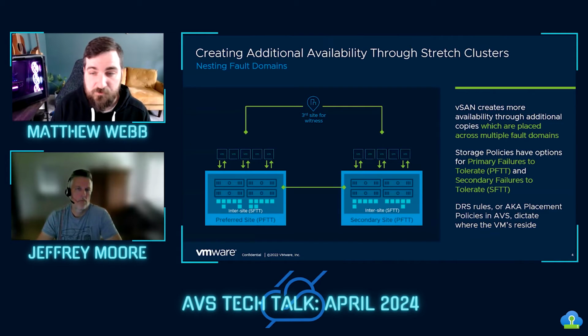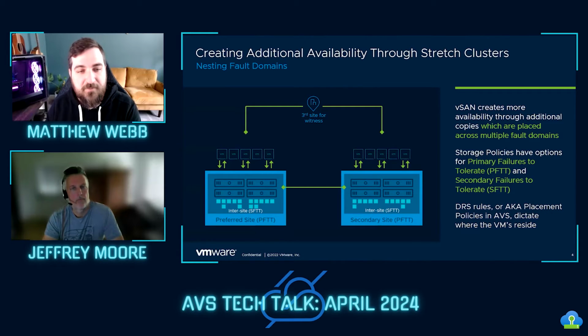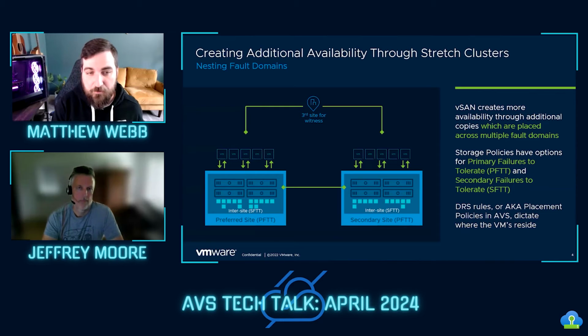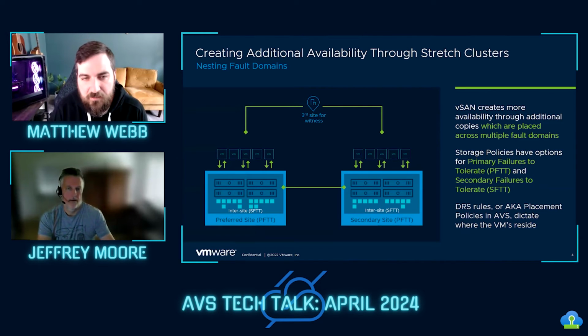DRS affinity rules, aka placement policies within the Azure portal, which is essentially using DRS rules on the back end, you need to make sure that they align up. So if you set up a PFTT of one and the primary site is the preferred site, then your DRS rule for that VM should keep it on that site, or preferred on that site too. Otherwise, you're going to split up your VM and your data. So I don't know, Jeff, is that something you came across in your experiences in EMEA?